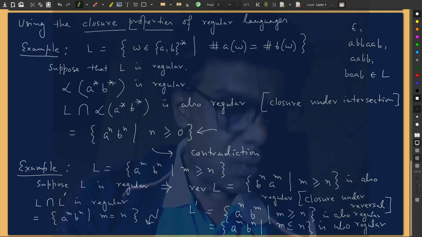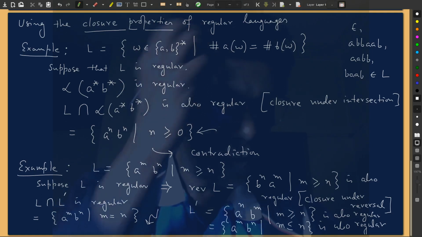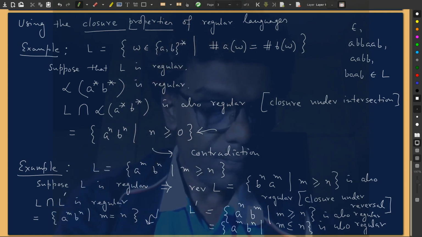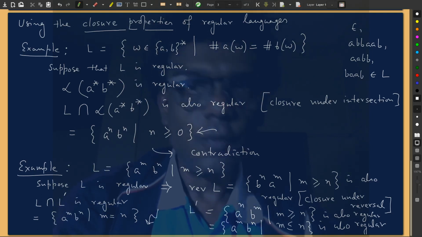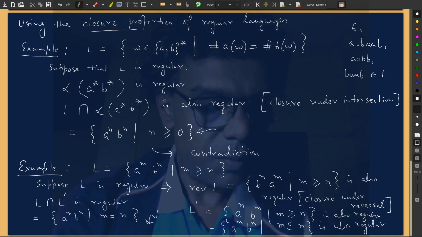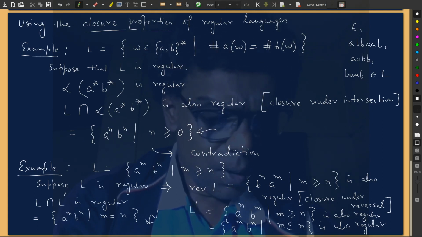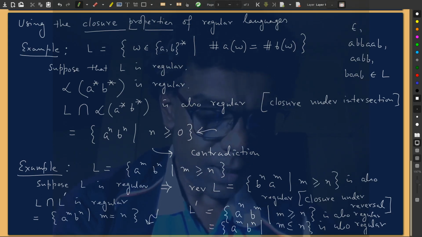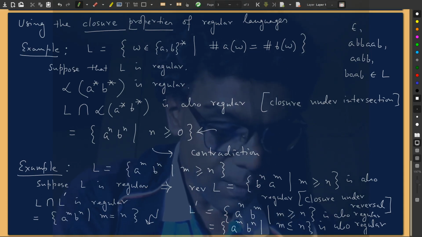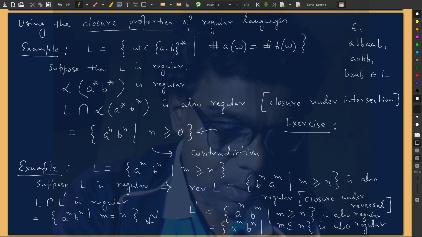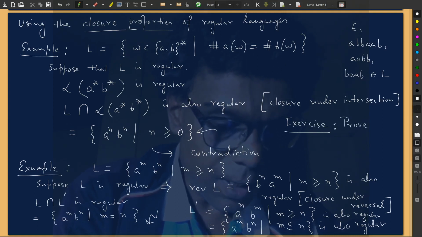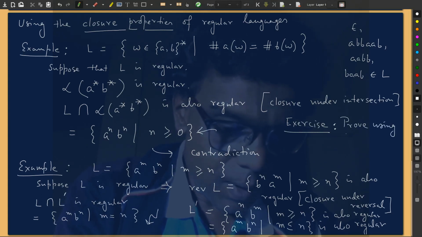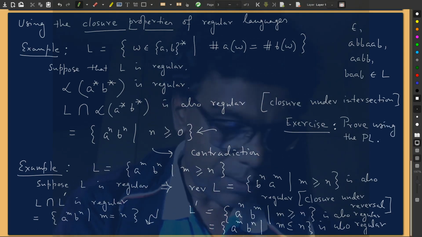So given a few non-regularity proofs, I can often use closure properties to prove some other languages to be non-regular. Of course, you can use the original pumping lemma to prove both these languages to be non-regular. So I leave it to you, easy exercises. Prove that these two languages are not regular using the pumping lemma instead of using closure properties. This is fairly straightforward.